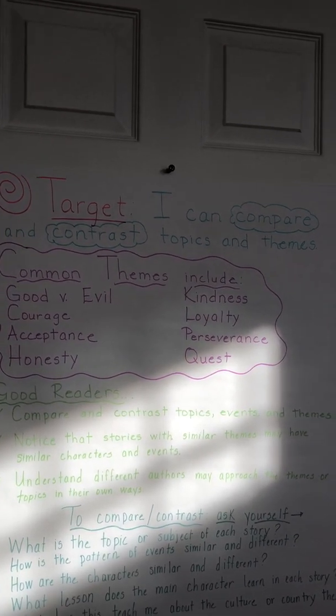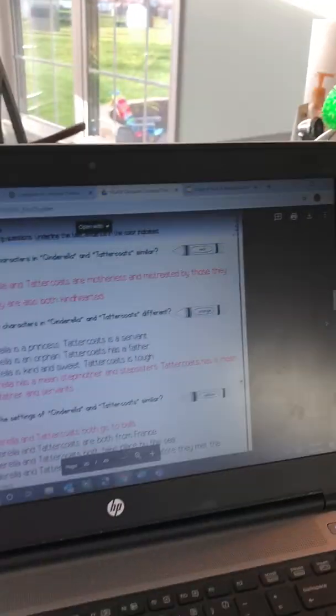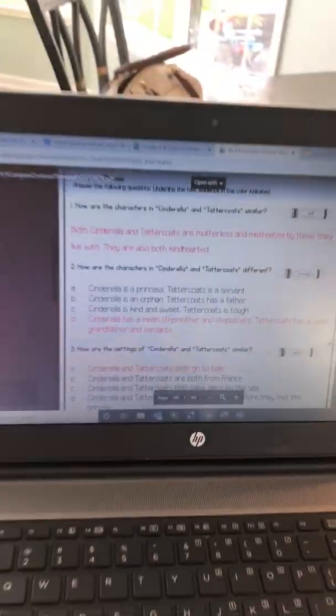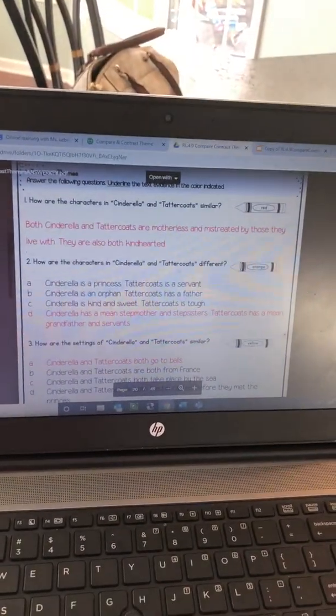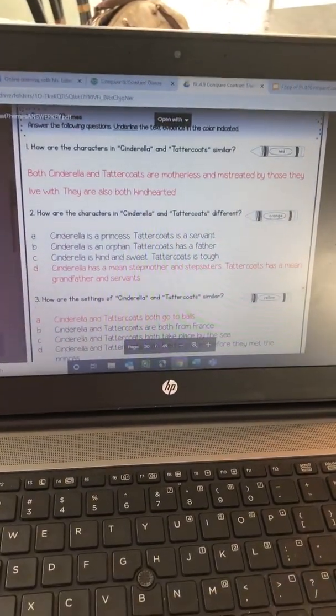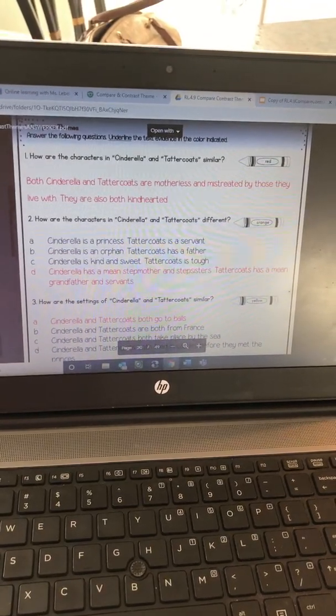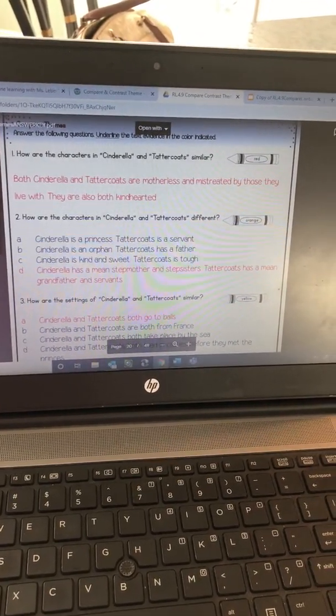So today we're going to be going over the two texts that you read yesterday, one being Tattercoats and the other Cinderella. We're just going to jump right in. And remember, you can use your colors to annotate and mark, or if you're someone that likes to take notes and find your evidence and details, you can do that.